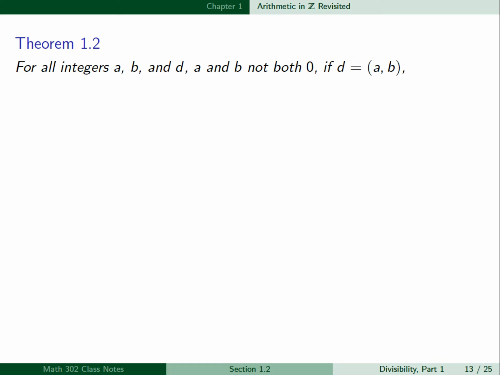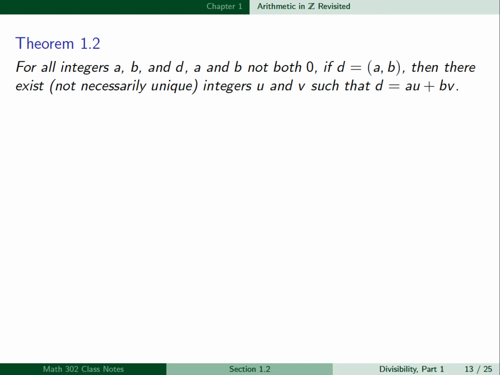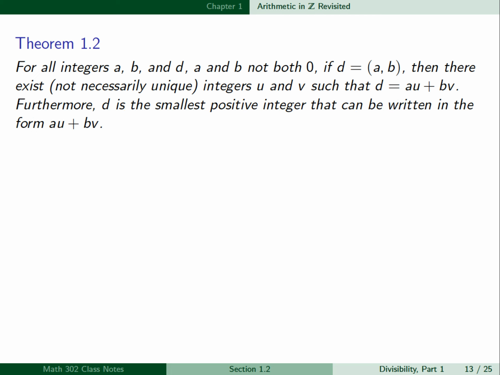For all integers a, b, and d, a and b not both 0, if d is equal to the GCD of a and b, then there exist not necessarily unique integers u and v such that d is equal to au plus bv. So the GCD d can be written as a linear combination of a and b with coefficients u and v. Furthermore, d is the smallest positive integer that can be written in the form au plus bv.